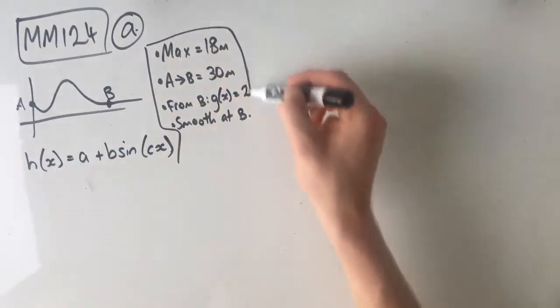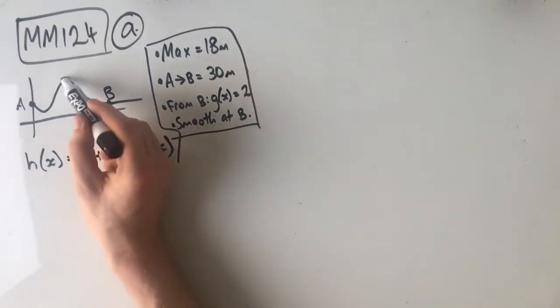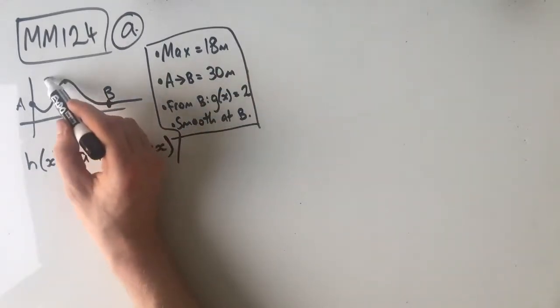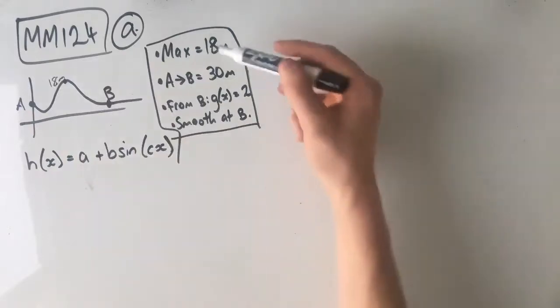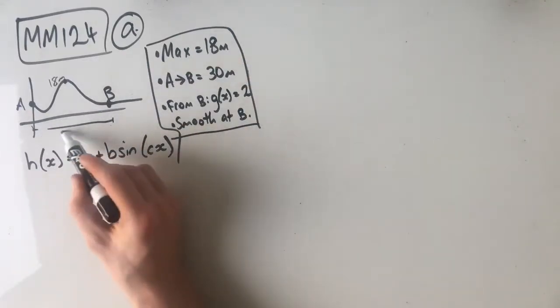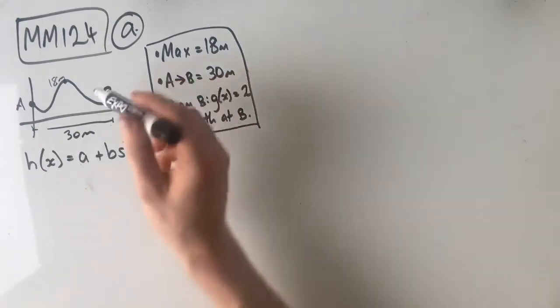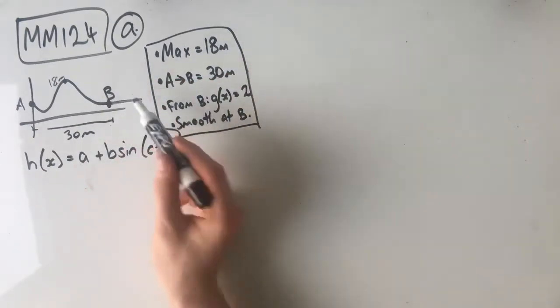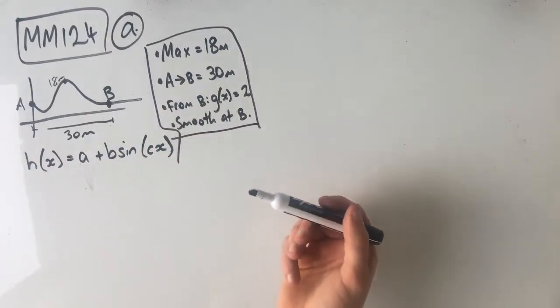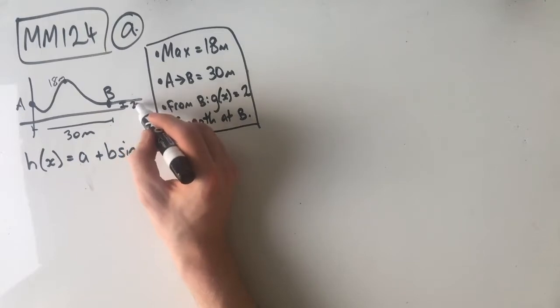The question has given us a bunch of information, which is all of this. So we know that the maximum point occurs at 18 meters high, which is this bit here. So this is 18 meters above ground. From A to B is equal to 30 meters. So from here to here is 30 meters. From the point B, the line is modeled on the function g of x equals 2, which means that this is 2 meters high.